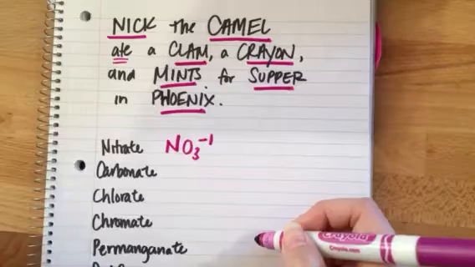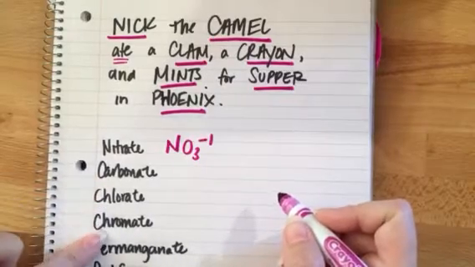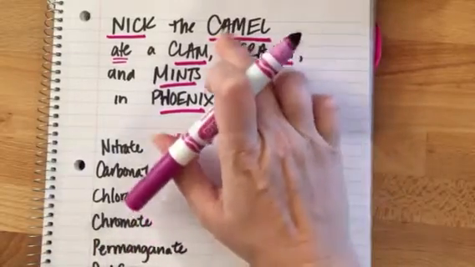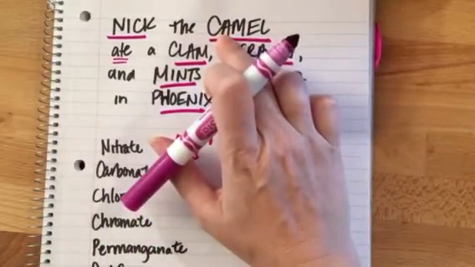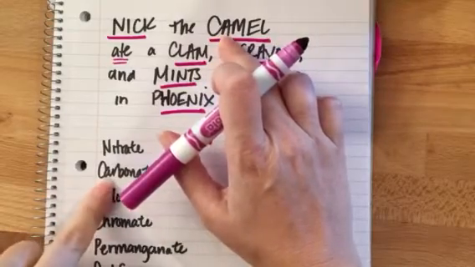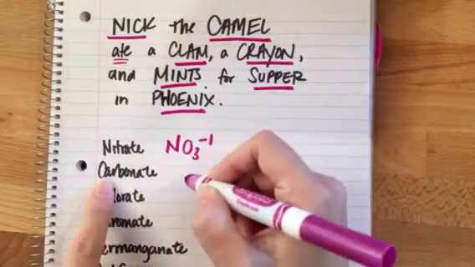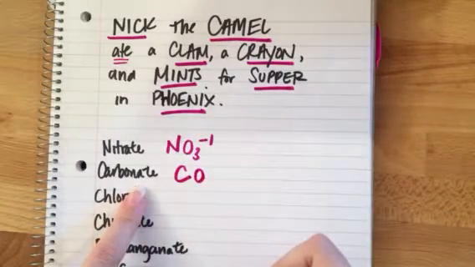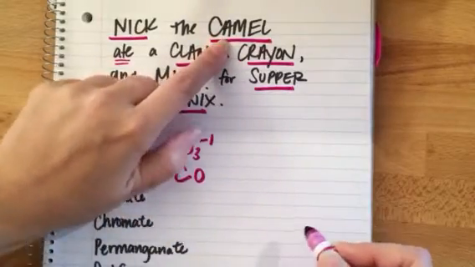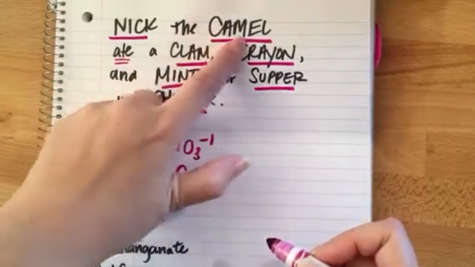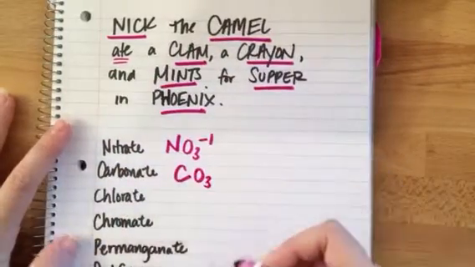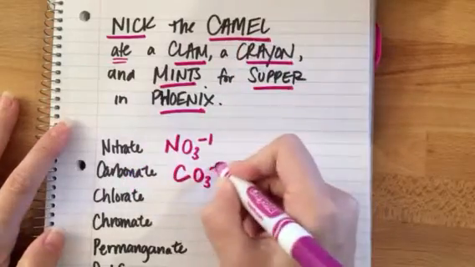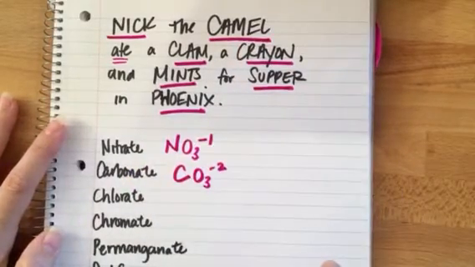Now the C's are a little difficult because you have carbonate, you have chlorate, and you have chromate. So that's camel, clam, and crayon. Camel is the first one. Camel is carbonate, so the CA's kind of stayed together. Carbonate starts with carbon. You have oxygen second. Then we look at the number of consonants in the word camel, which we have 1, 2, 3. So we have CO3. We have 1, 2 vowels, so that's a -2 charge.